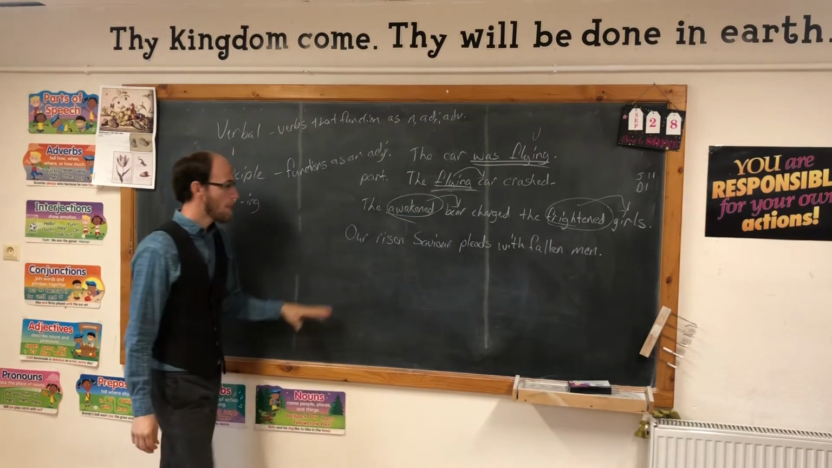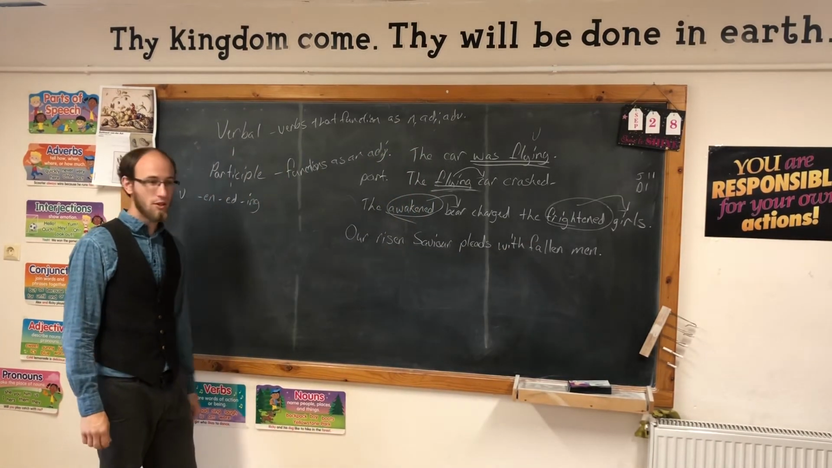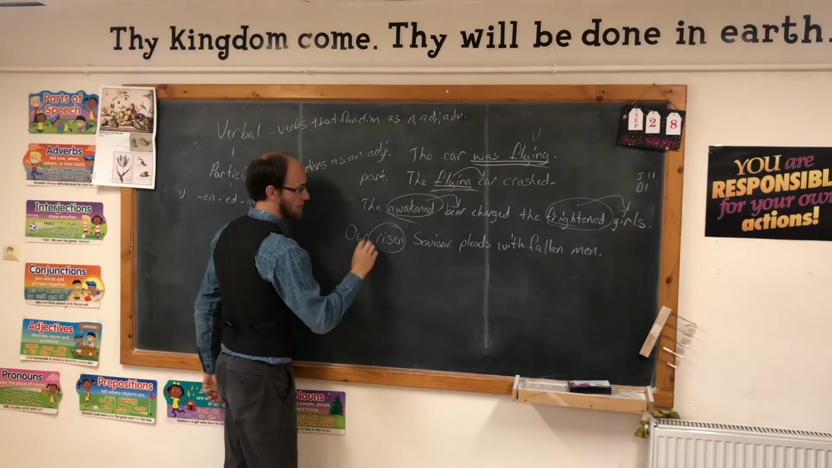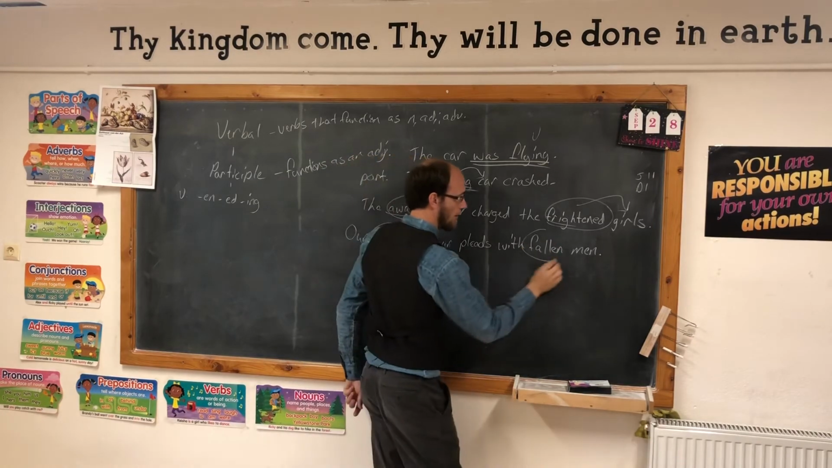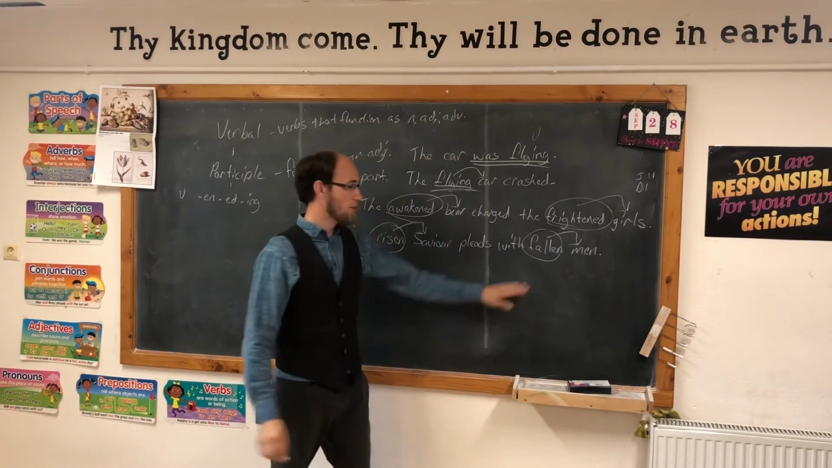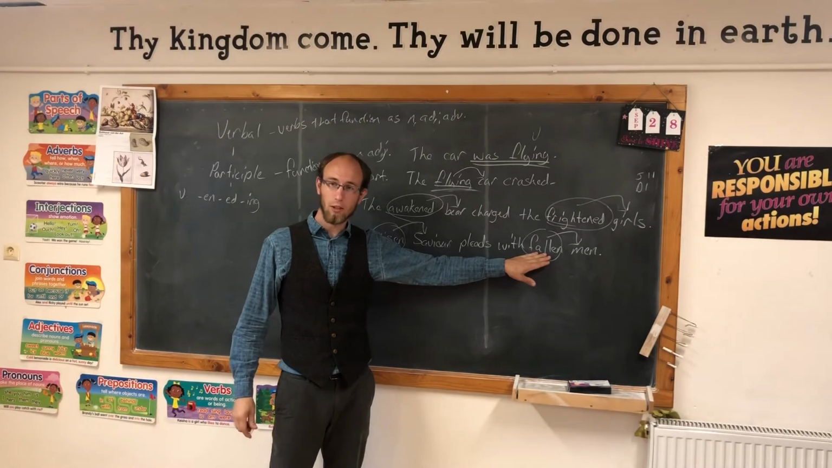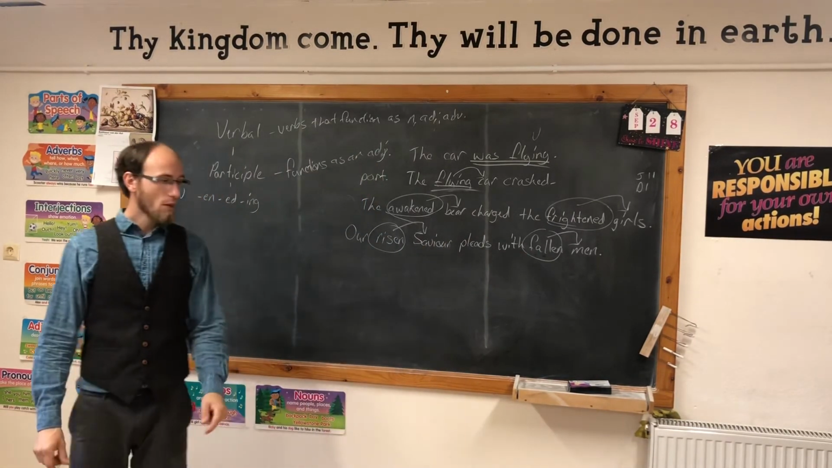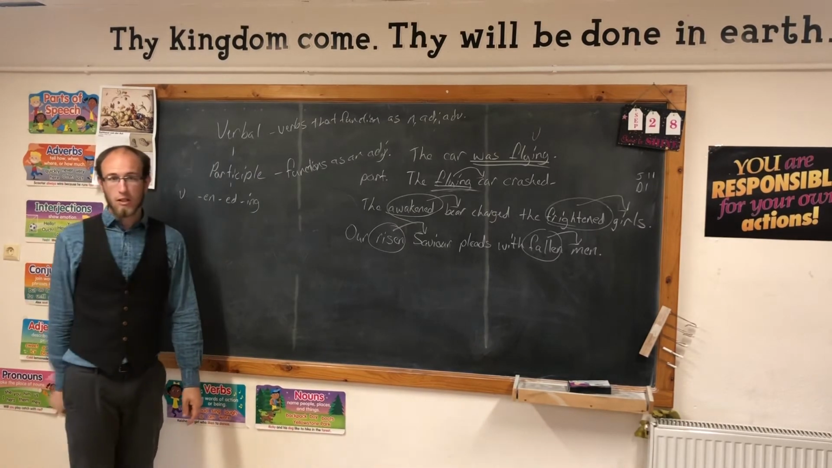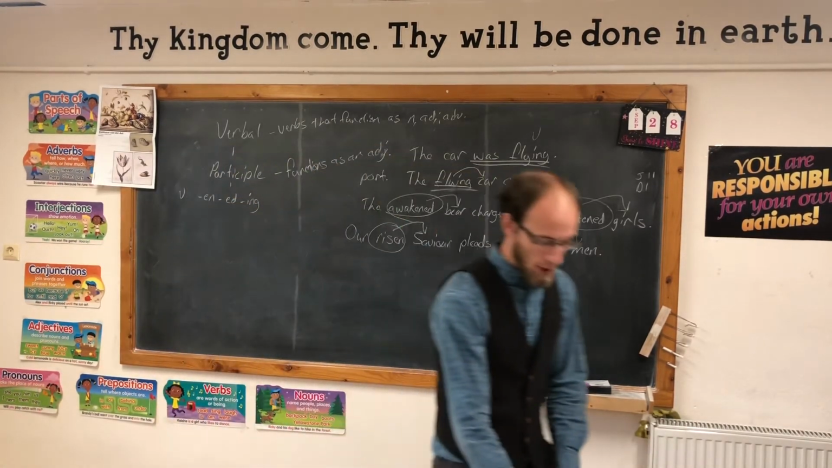That's usually a verb. Here, any verbals in the sentence? Risen modifies Savior, and fallen modifies men. Good. To fall, we think of that as being a verb, but here it's actually a verbal, an adjective.